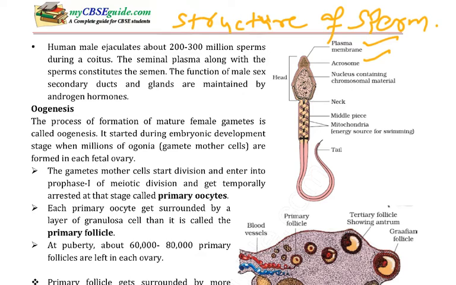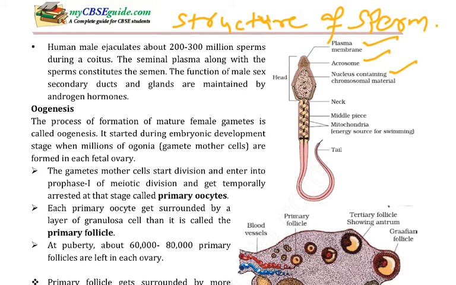Followed by this, we can see there is a very large nucleus which contains the chromosomal material. Now this large nucleus becomes oval shaped and contains the chromatin along with the nucleoplasm. These three structures together form the head region. Just behind the nucleus there is a very minute depression. This minute depression is known as the neck region.